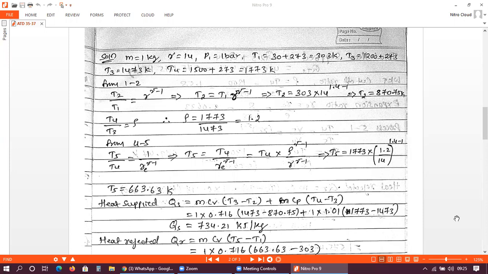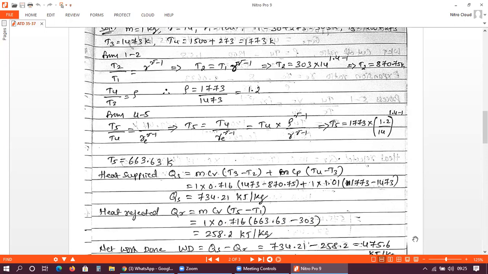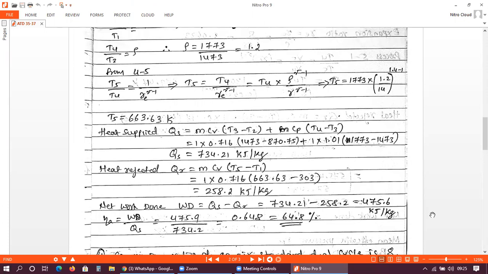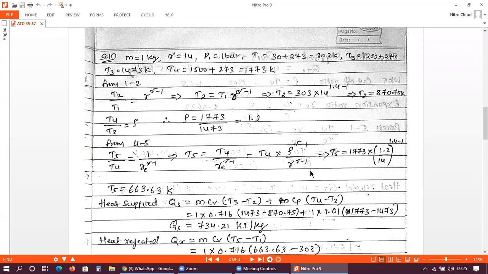Along with that, one more thing: for the work done equation, or we can say the efficiency equation. The efficiency is given by work done divided by heat supplied. For heat supplied, this is the equation, and for heat rejected, this is the equation. Work done is the difference of heat supplied and heat rejected.